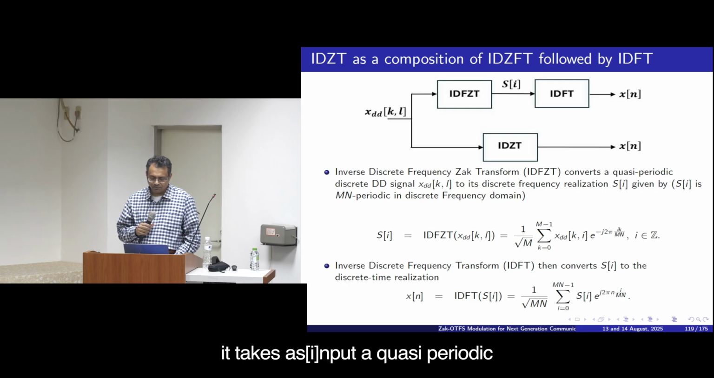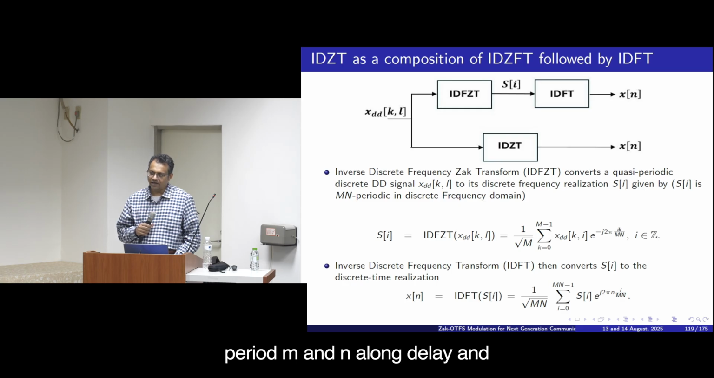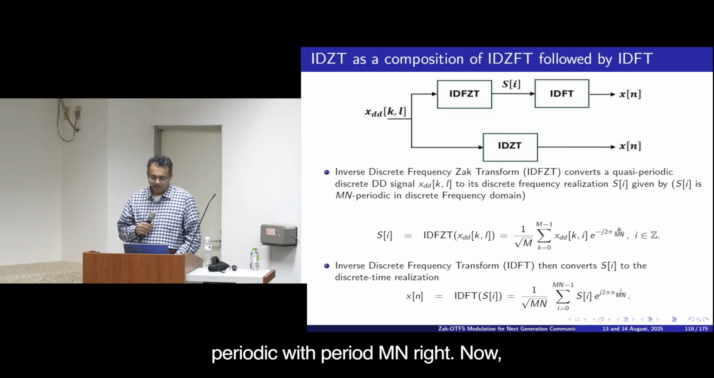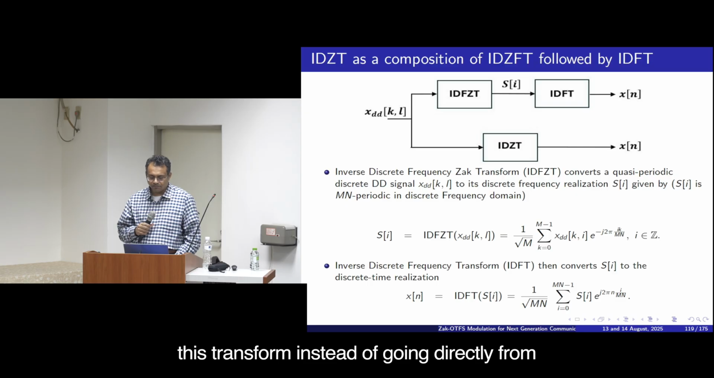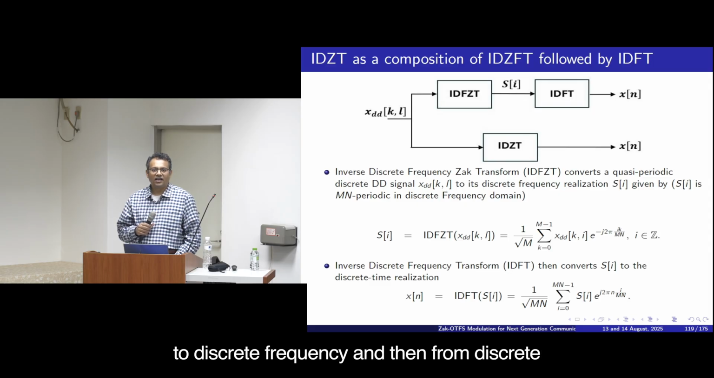where, if you remember this IDZT, it takes as input a quasi-periodic discrete delay Doppler signal, which has periods M and N along delay and Doppler, and it gives you a discrete time signal at the output, which is periodic with period MN. Now this transform, instead of going directly from the discrete delay Doppler to discrete time, you can go from delay Doppler to discrete frequency, and then from discrete frequency to discrete time is very simple.